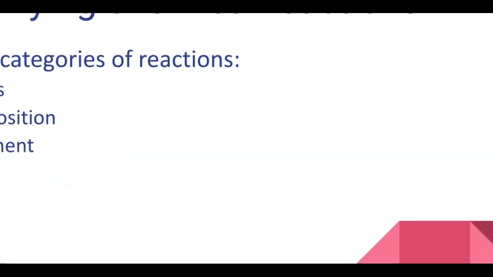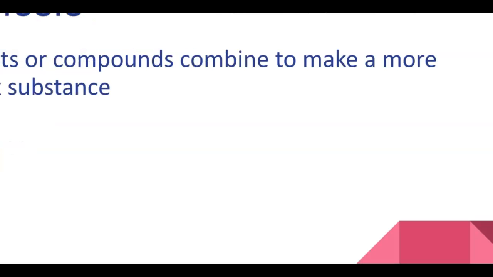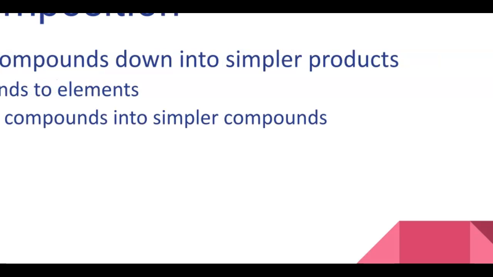All right, there are 3 main categories of chemical reactions: synthesis, decomposition, and replacement. And I will go through each one. Synthesis is when elements or compounds combine to make something more complex. So when we take hydrogen gas and oxygen gas and combine them together to make water, water is more complex than the individual gases. So you have multiple reactants to make a single product.